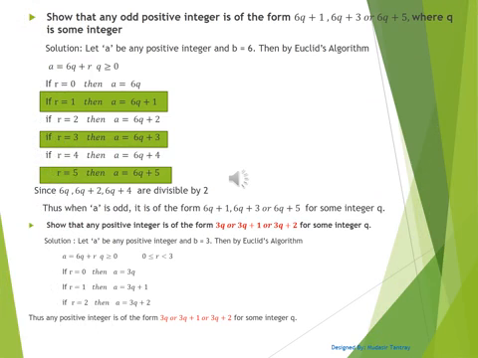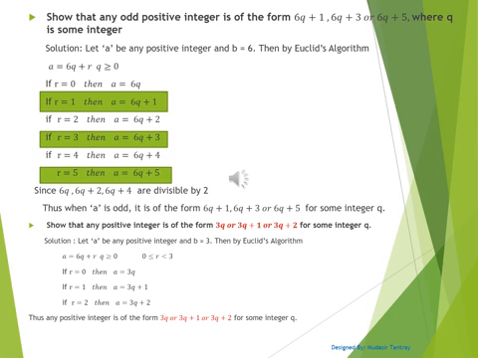Show that any odd positive integer is of the form 6q plus 1 or 6q plus 3 or 6q plus 5 where q is some integer. Solution. Let a be any positive integer and b is equal to 6. Then by Euclid's algorithm a is equal to 6q plus r while q is greater or equal to 0.